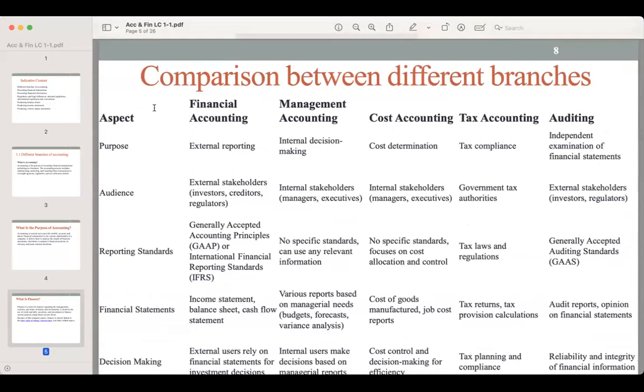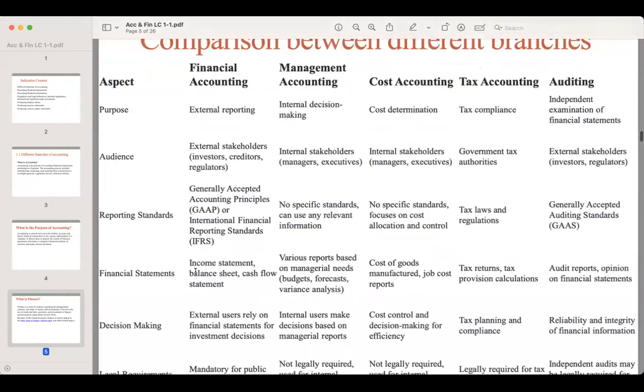Also, you can see the comparison between the different branches: what are financial accounting's purpose, audience, reporting standards, financial statements, and decision making. As we discussed, financial accounting is primarily concerned with external reporting. Its purpose is to provide accurate and reliable financial information to external stakeholders, such as investors, creditors, and regulators. The branch follows generally accepted accounting principles, known as GAAP, or international financial reporting standards, to ensure consistency and comparability in financial statements.